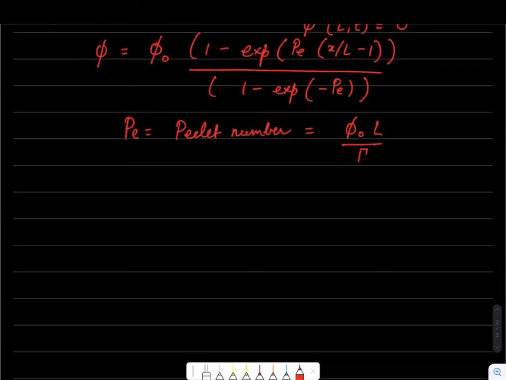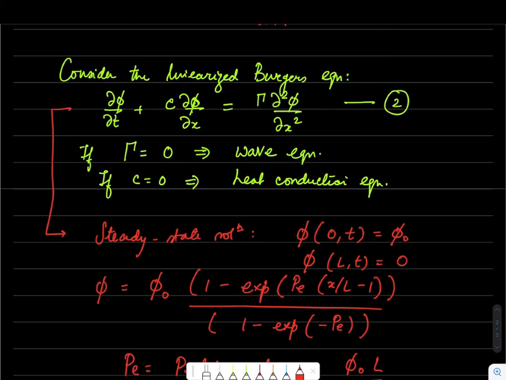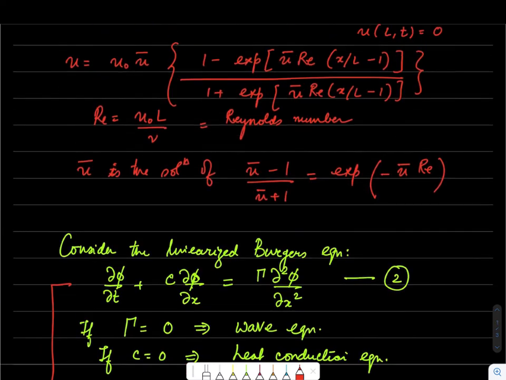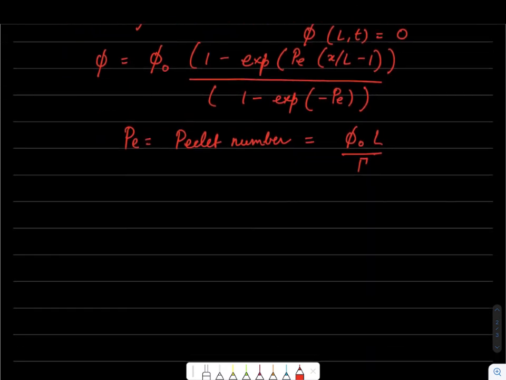But the important part that I want to convey here is that I can actually think of a common equation that represents both the linearized Burger's equation and the nonlinear equation. So the two equations can be combined.